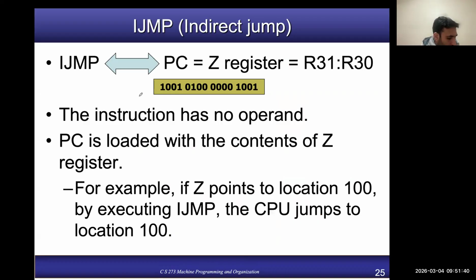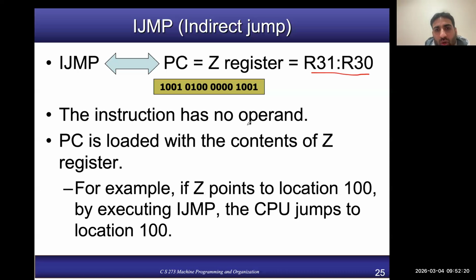Okay, the next instruction we have is indirect jump. So in case of the indirect jump, the similarity with jump and RJump is that it also modifies the program counter. The difference is in the way it modifies the program counter. So here, when you execute this instruction, whatever current value you have in the Z register is copied into the program counter. And what is the Z register? It is basically the combination of R30 and R31. So Z is a 16-bit register.